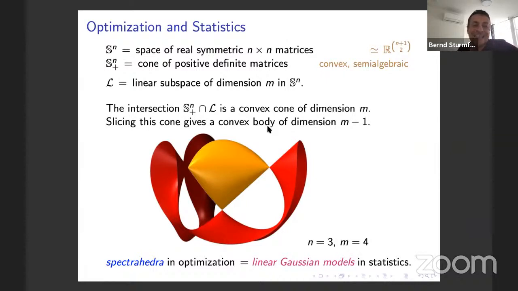So I'm going to write Sn for the space of real symmetric n by n matrices. A symmetric n by n matrix has n plus 1 choose 2 distinct entries, the entries on and above the diagonal. So this is a real vector space of dimension n plus 1 choose 2, which I call Sn.